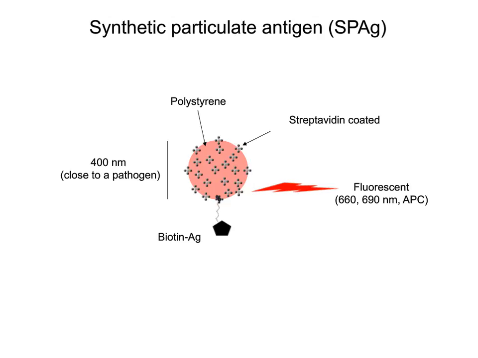Before going further, I need to introduce to you a nice tool that we use to dissect this process of B-cell activation, that we call synthetic particulate antigen. These synthetic particulate antigens, or SPAG, are basically just polystyrene beads, very small, only 400 nanometer diameter, which is close to the size of a pathogen like viral particles, for example. And not only are they fluorescent, so you can track them, but they also are coated with streptavidin, which allows you to come with any biotin-related antigen and to coat these particles with your favorite antigen.